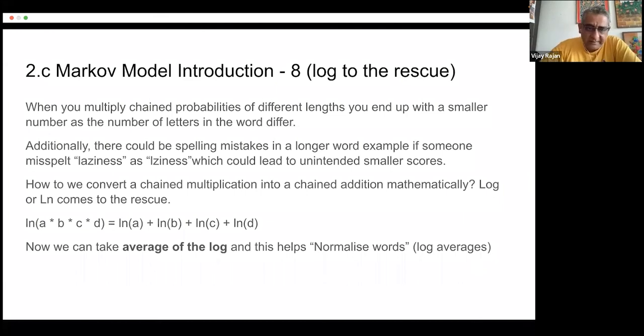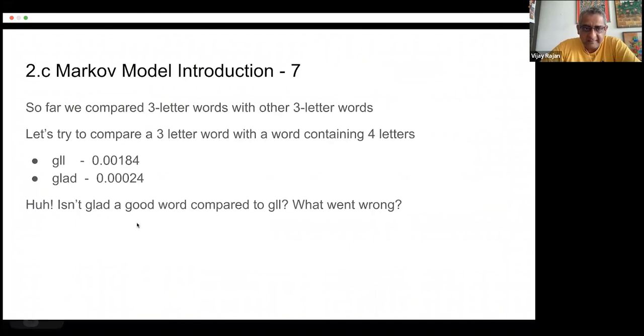Basically, a very common technique used is log averages, so averages of logs, as against using the chained probabilities as is. One reason in the chained probability case is that you could get an underflow error if you have a long word like hyperbole. If you had that word, you would have so many small numbers multiplied with each other that your computer would give you an underflow error.